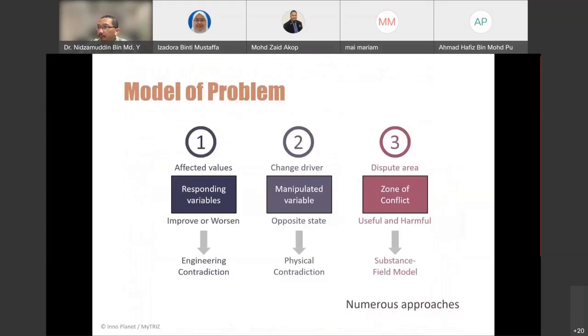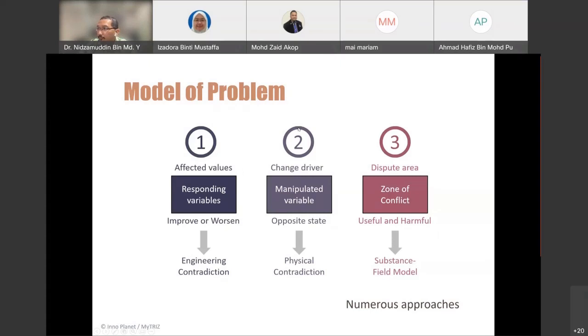So that's why in TRIZ, when we are presented with a problem, we model the problem first. What are the values or parameters affected by the problem? And then we find the responding variables, and whether it is worsening or improving. This we categorize as an engineering contradiction.